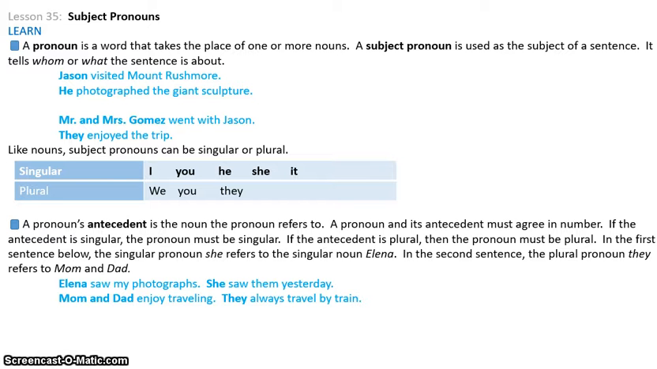First of all, you need to remember what a pronoun is. Remember that a pronoun takes the place of a noun. Okay, so you guys have all used them before in the past. You may not remember they were called pronouns, but you've used them.